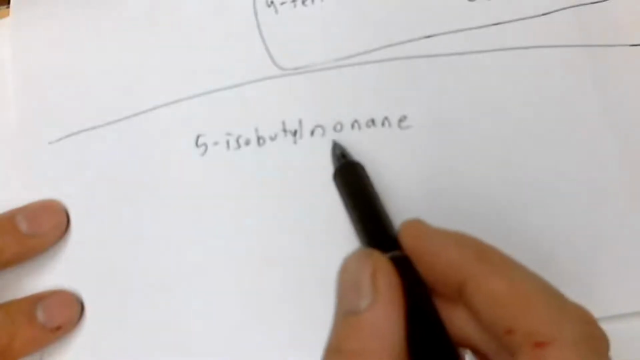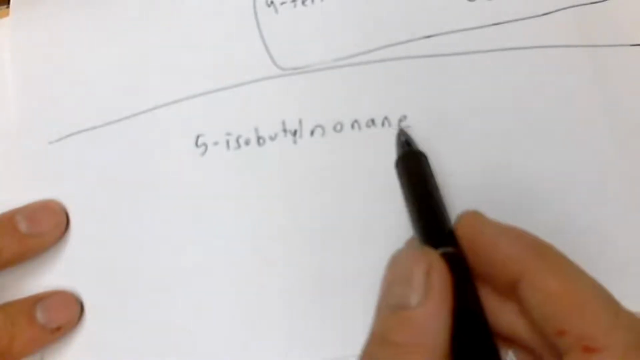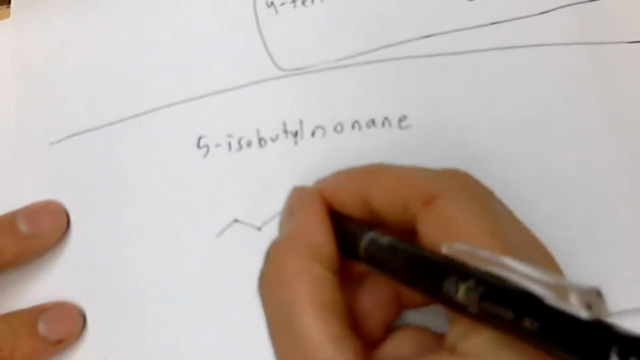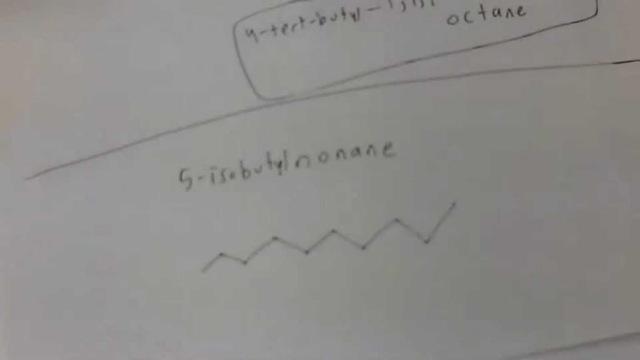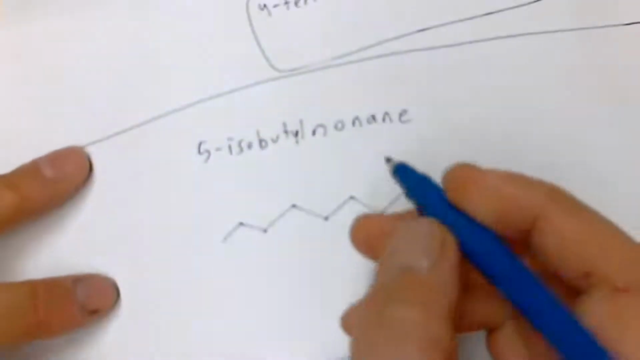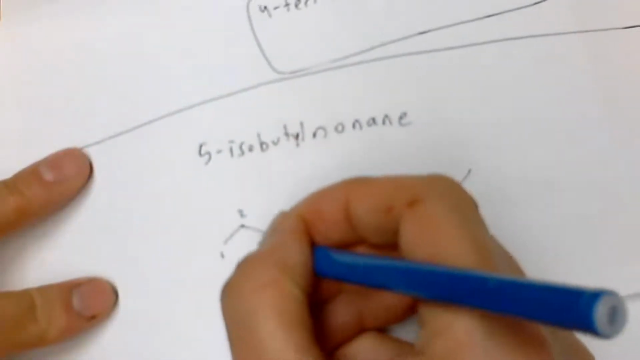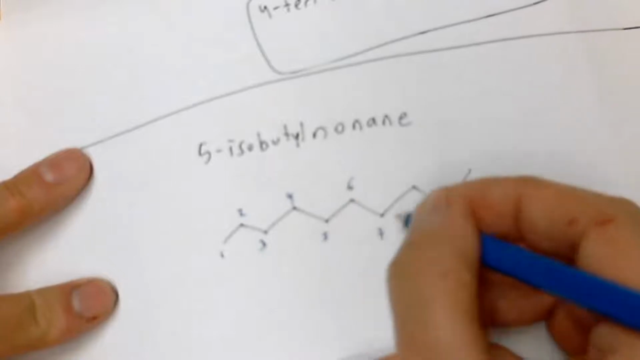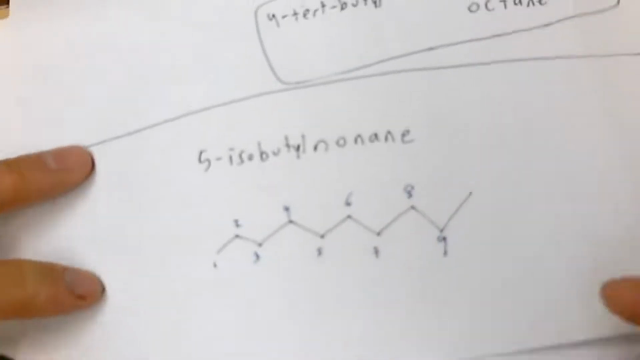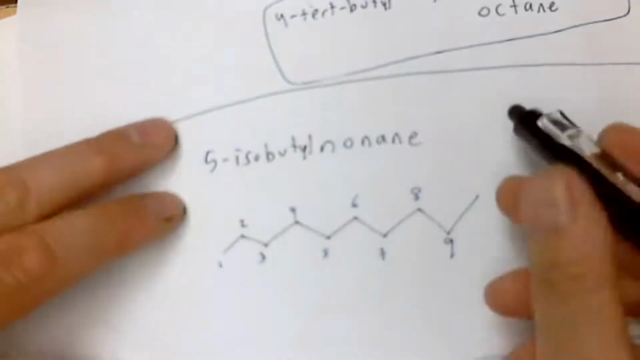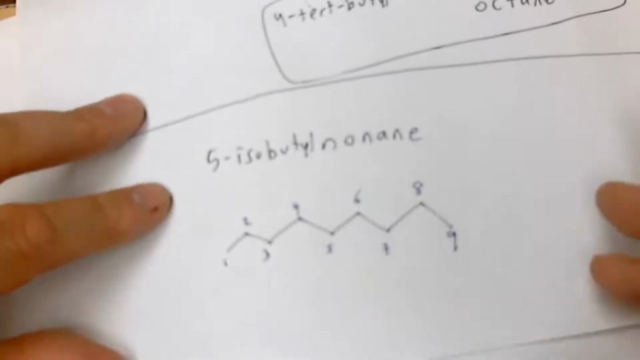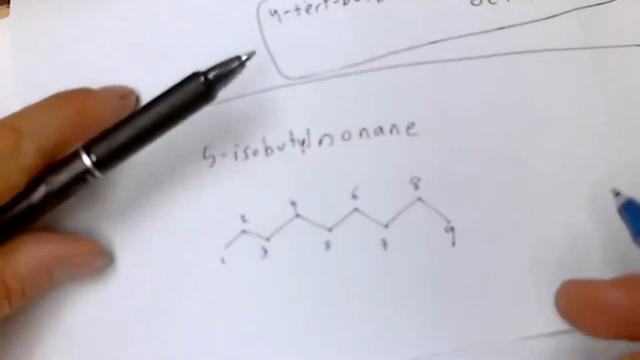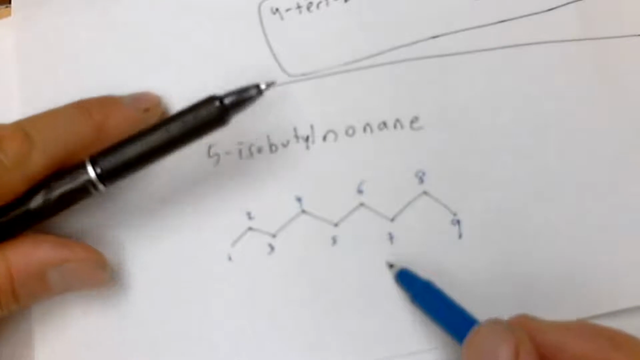What's nonane? How many carbons? 9. So just start with 9. 1, 2, 3, 4, 5, 6, 7, 8, 9. Maybe I like to get my second color out, and I'm like, that's going to be 1, 2, 3, 4, 5, 6, 7, 8, 9, and I screwed up. So get your eraser out. Remember, you should always have a nice eraser, because this is a course where you always make little mistakes. If you have an unerasable pen, you're going to hate yourself.